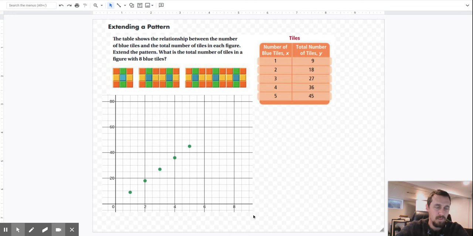So that part was pretty easy, but then I had to figure out this y-axis, and how big of steps should I be taking there? What kind of scale should I be using? And so I looked here and I saw 9, 18, 27. I thought, well, those are going up pretty quickly. It seems like by the time I get to 8 blue tiles, I'm going to have 60 or 70 or 80 tiles. And that was kind of the assumption that I went with.